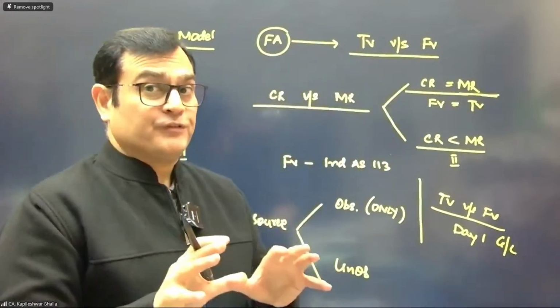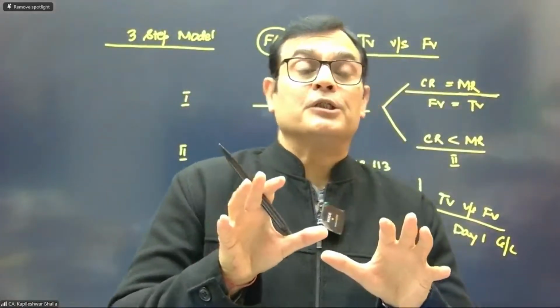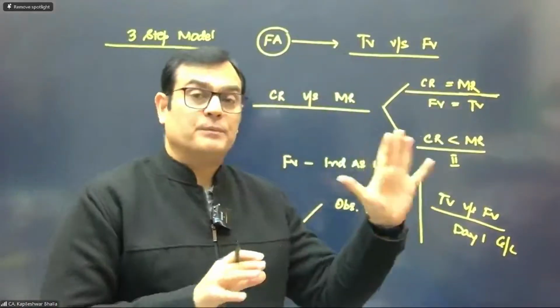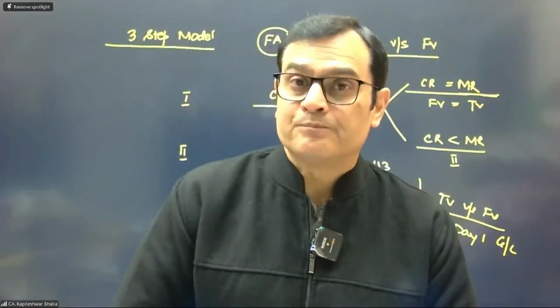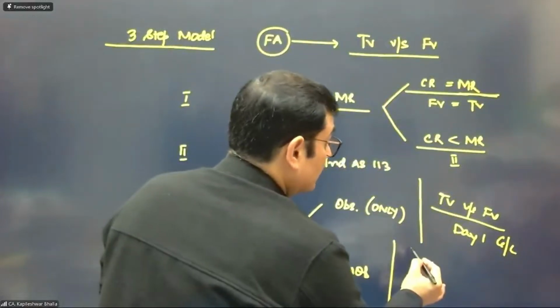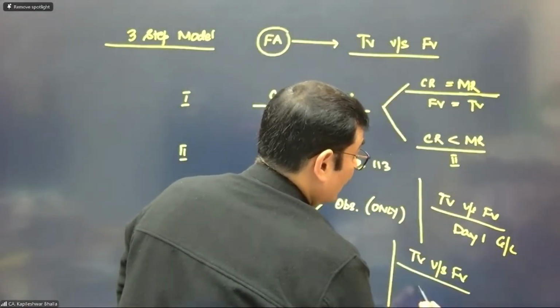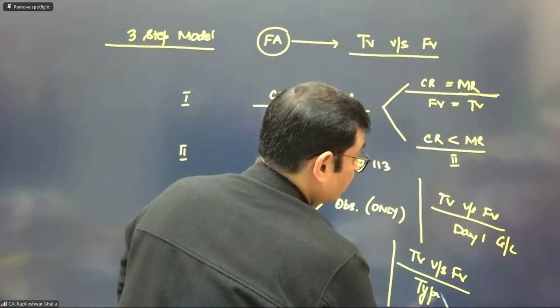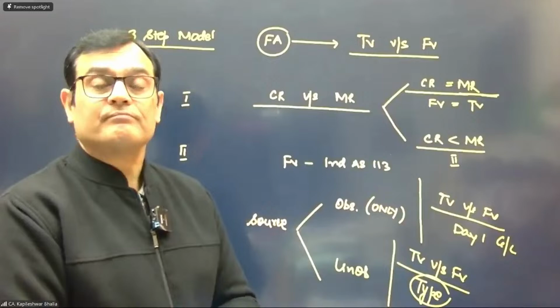So if the fair value source is observable inputs, you will take the difference immediately in the P&L. Whatever is the difference in the entry is going to be taken in the P&L. But when it is unobservable data, the difference between the transaction value and the fair value depends upon the type of transaction.